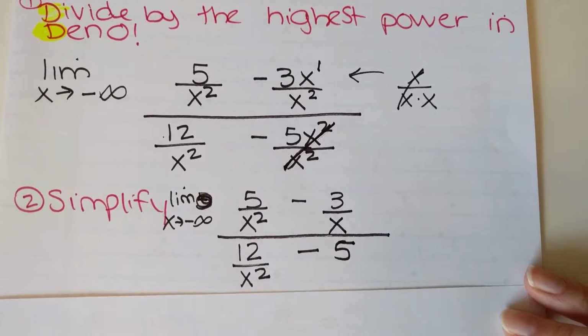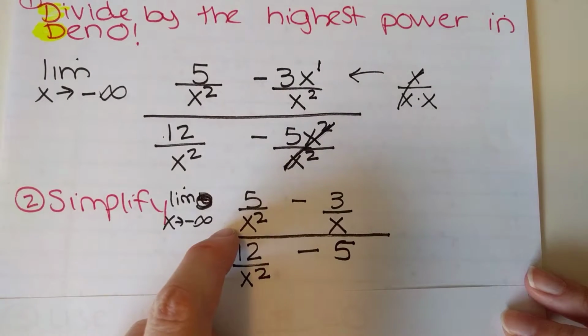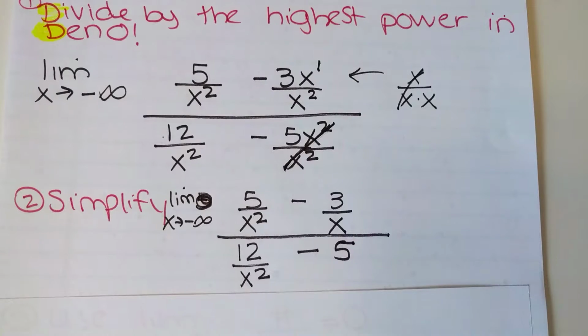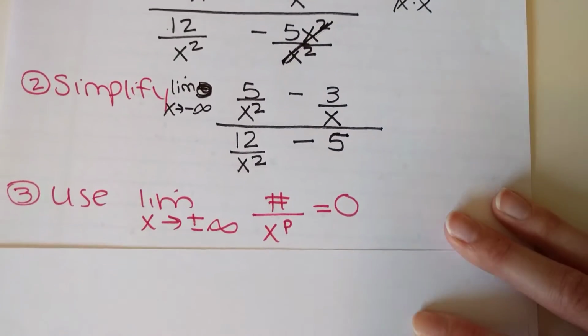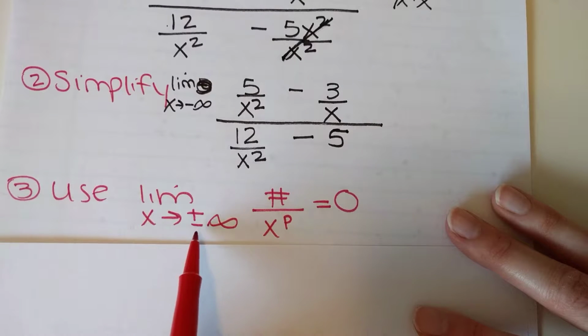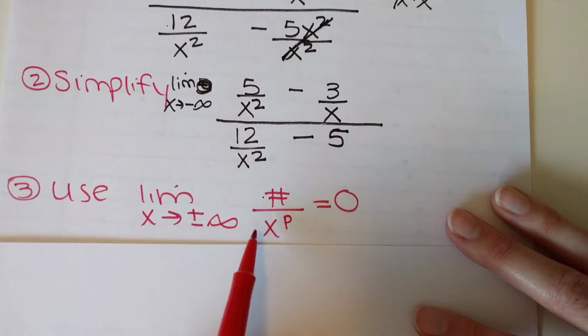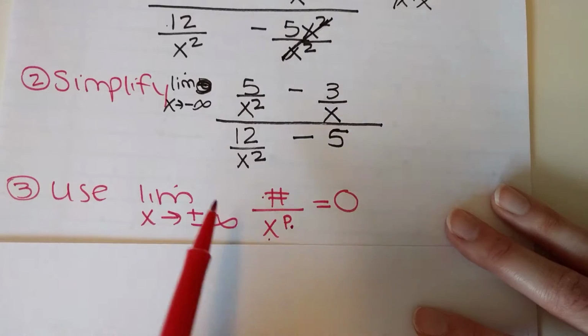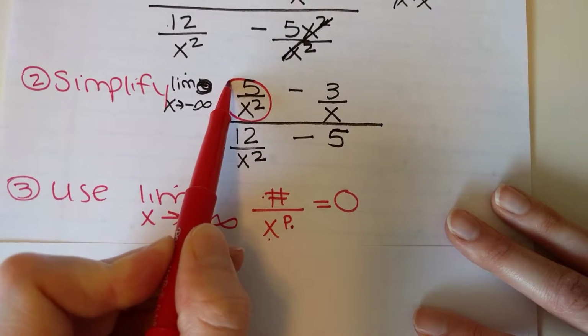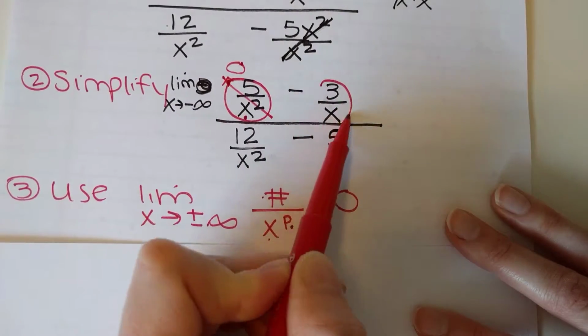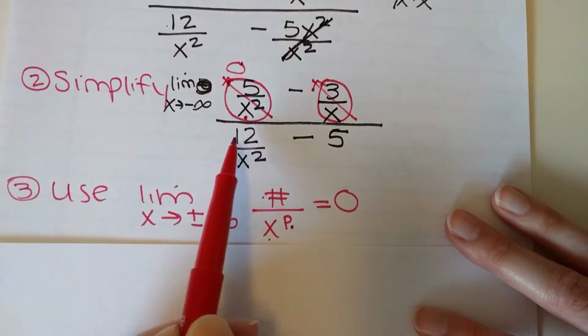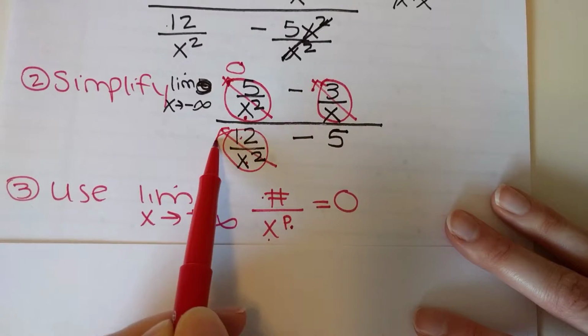Now, our next step is we use the fact that when the variable is in the denominator, that means the variable is getting really big. And so you're going to have 5 over a really big number, and that will go to 0. So our third step is we use the fact that if we have the limit as x goes to either positive or negative infinity of a number over x to a power, so the variable is in the denominator, that term will go to 0. So again, variable in the denominator here, this will go to 0. The 3 over x, this will go to 0. The 12 over x squared, that will go to 0.